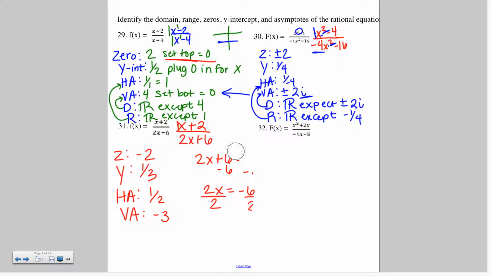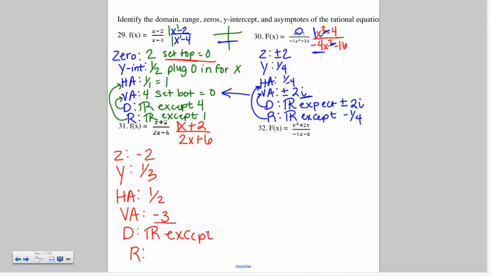Okay? Now this goes to the part where I can look at my horizontal and my vertical to find my answers for these. So my domain, I'm going to look at my vertical asymptote, and I have a negative 3, so it's all real numbers except negative 3. For my range, I'm going to look at my horizontal, and I have 1/2, so all real numbers except 1/2, and you're done with that one.